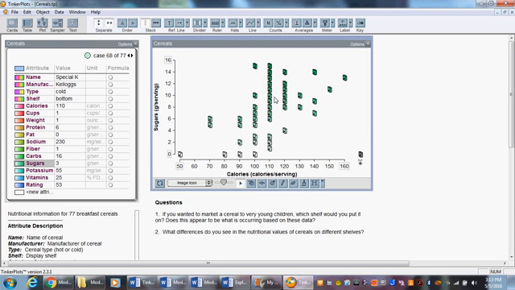So thank you for watching this TinkerPlots video, and I hope that you learned some more about looking at two variables, either using box plots or using scatter plots.